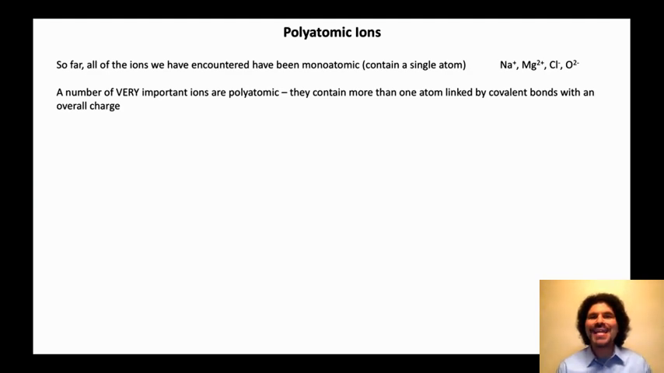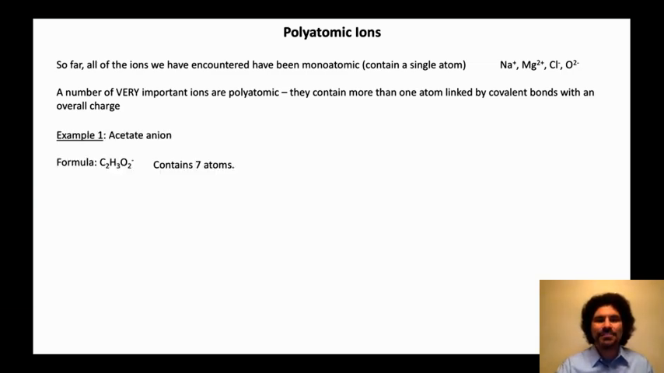And what I mean by that is that they contain more than one atom linked by covalent bonds with an overall charge on the entire structure. So we have seen that when you have atoms linked by covalent bonds, that's normally what we call a molecule. But a molecule that has an overall charge, anything with a charge on it has to be an ion, and the term we use for that is polyatomic ions.